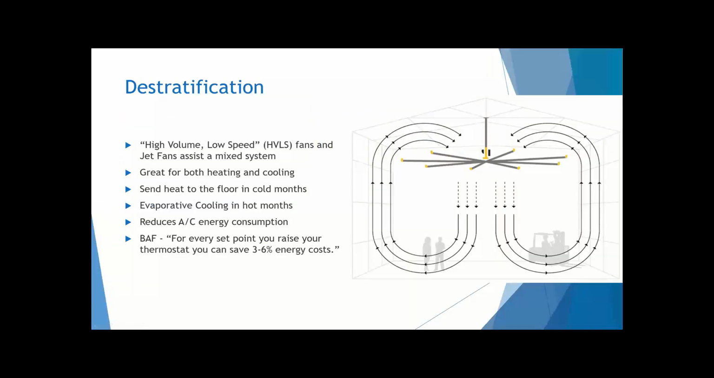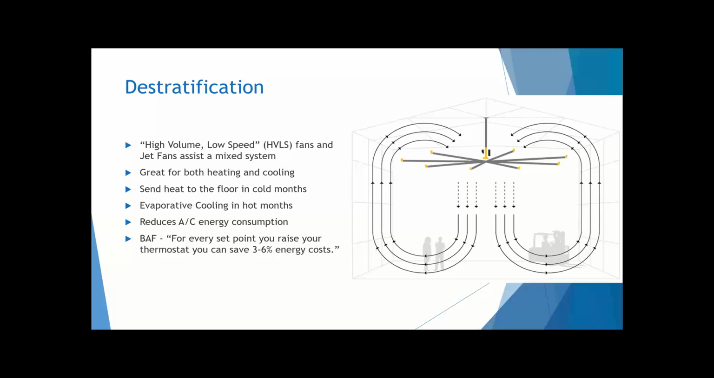So let's talk about destratification. Rolling with the same idea, this can be used in any high bay mixed system. In fact, this can even be used in some smaller height ceilings as well. But destratification can come in really two forms. You have high volume, low speed fans, which are HVLS fans. We can also do it with jet fans, which we'll talk about in a second. Either is great for both heating and cooling, because you're sending that heat that gets trapped up above to the floor in the cold months, and you're providing evaporative cooling in the hot months.